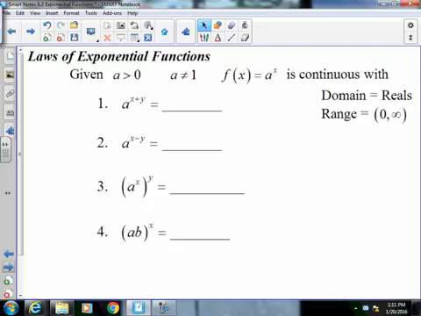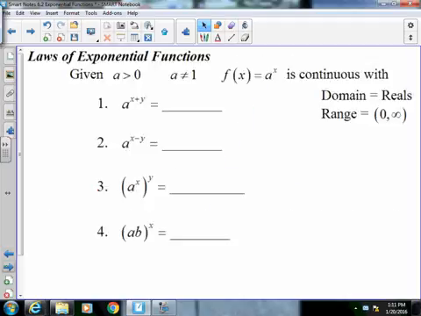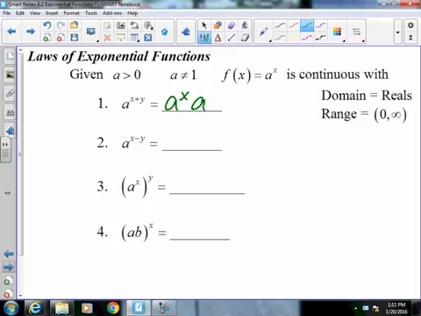So, laws of exponential functions, given that a is positive and not equal to 1, a to the x is continuous with domain all real numbers in range 0 to infinity, not including 0. You can see that from this graph here. Domain, all real numbers, range 0 to infinity. So a to the x plus y could be written as a to the x times a to the y, because when we are multiplying the same bases, we add our exponents.